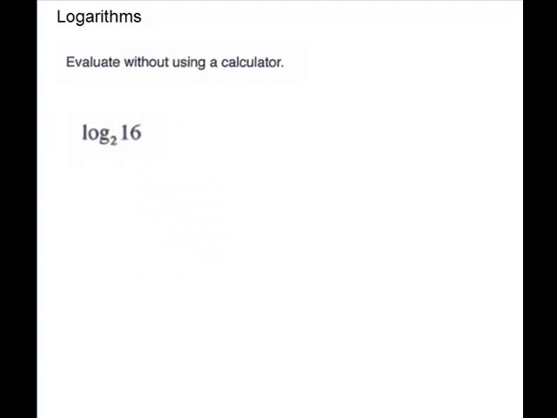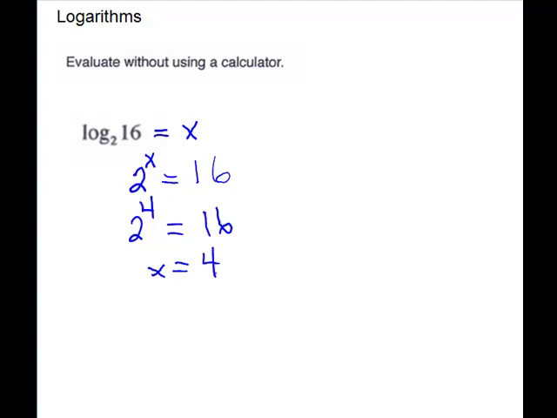Next, we try to evaluate log base 2 of 16. So switching our form, we'll call this x. 2 to what number is equal to 16? And this is one we could think about, and we could figure out that 2 to the 4th is 16. So our x equals 4.